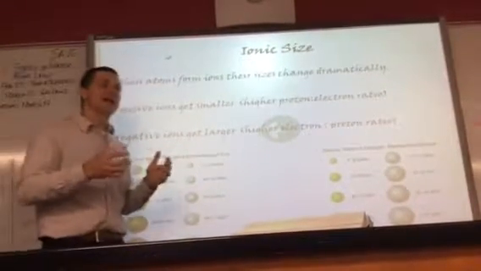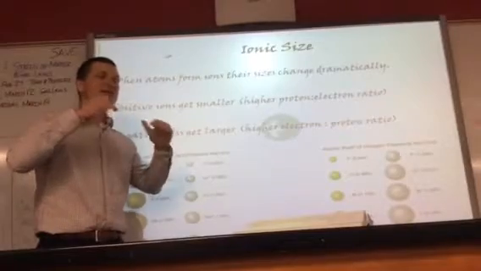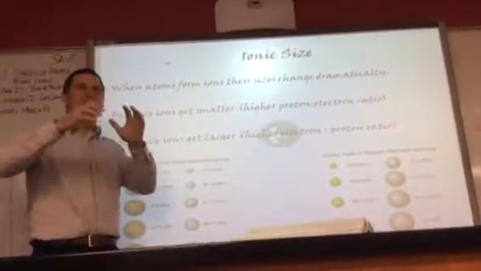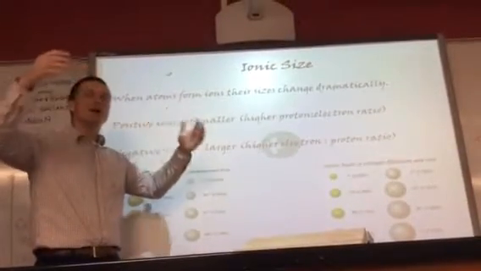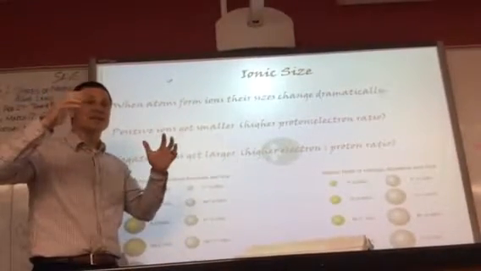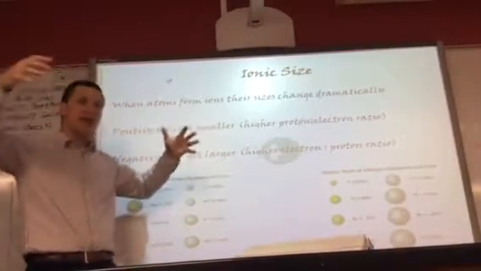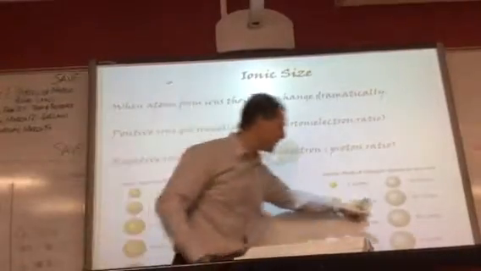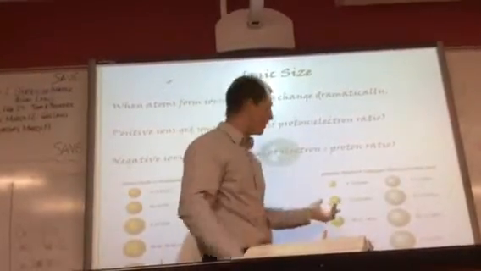Now when atoms become negative ions, they're gaining electrons. Now the nucleus has more electrons to try to keep a hold of, and so it doesn't do as efficient of a job. And so the atoms always get bigger when negative ions form. And notice they get a lot bigger.